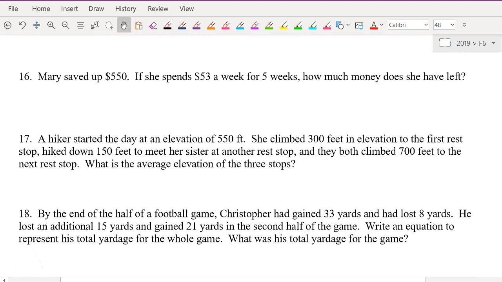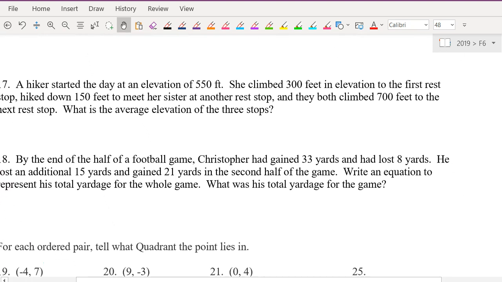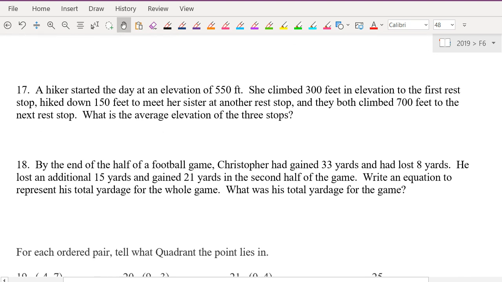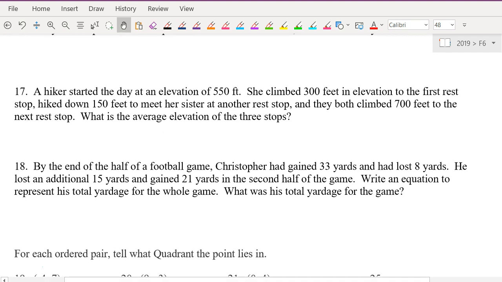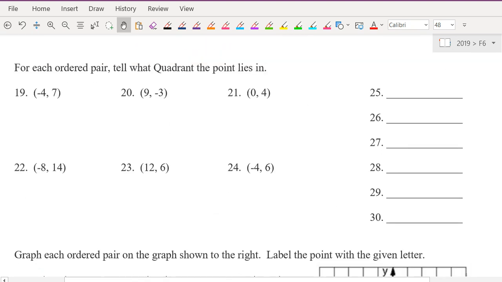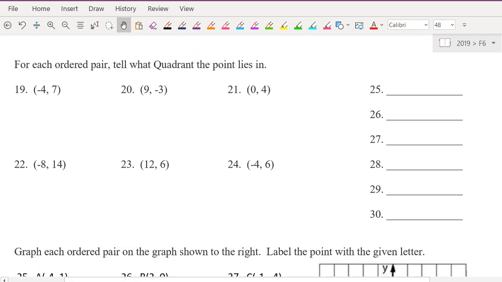I'm going to leave you to do 16, 17, and 18. I'm going to leave this top part for you to do by yourself, for homework. There aren't any word problems, I don't think, on the test. You have to finish it for homework, of course, but most of you are going to finish it in class.